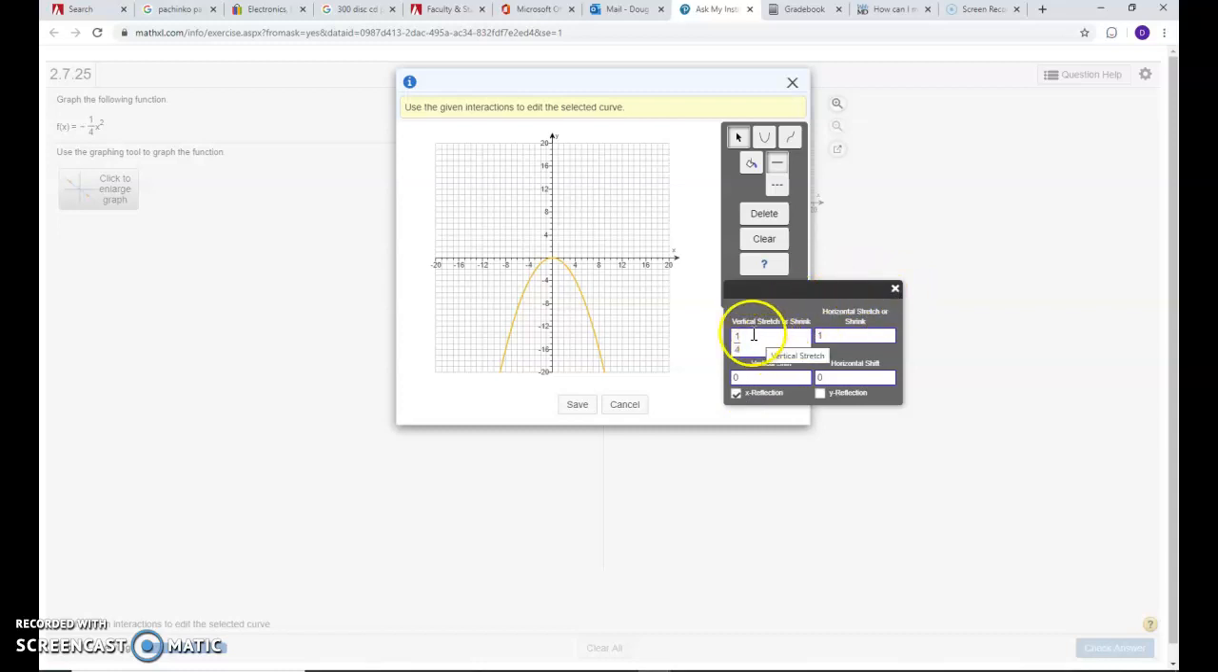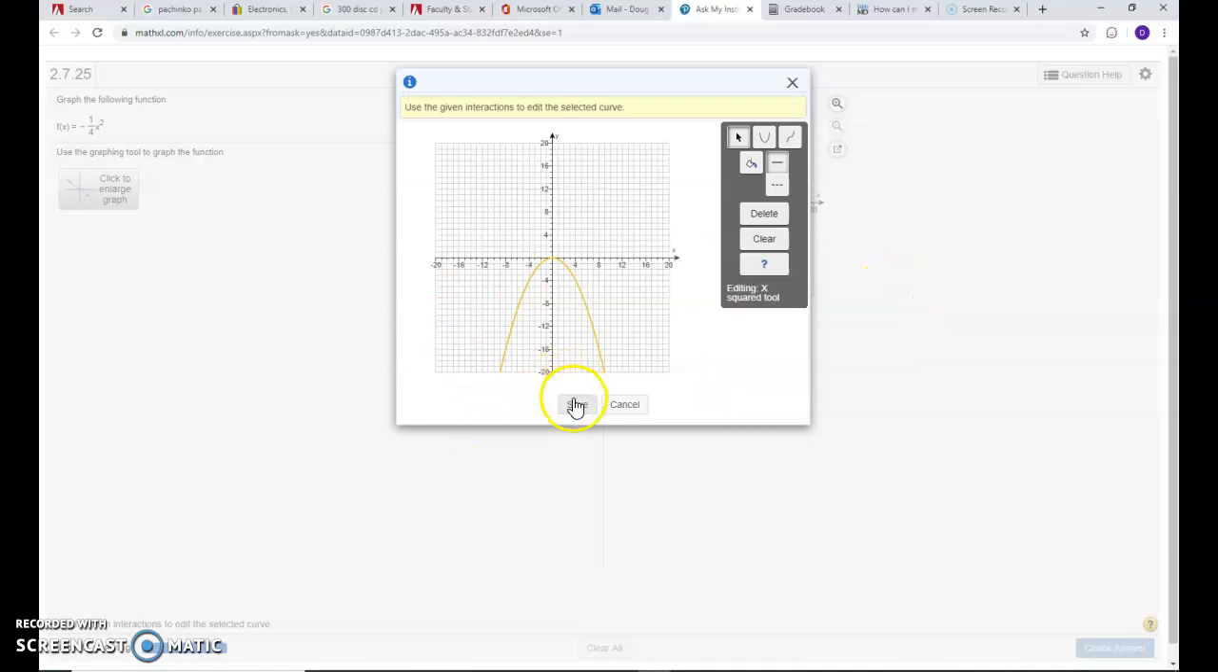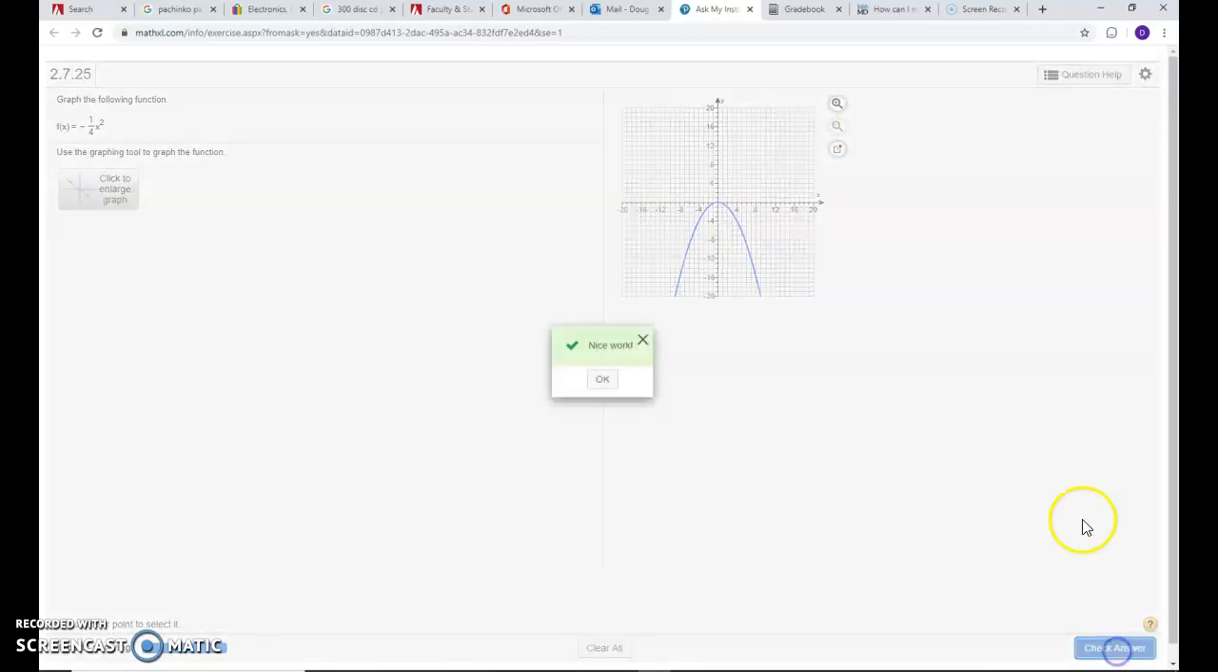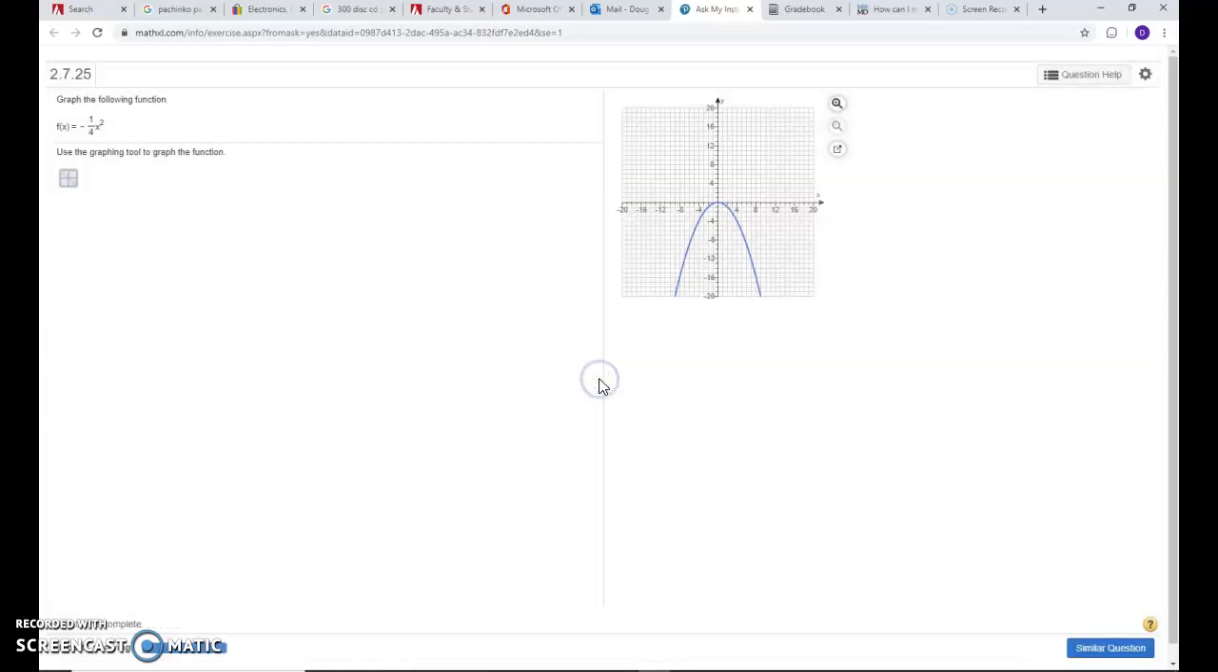So we've got a vertical shrink of 1/4, no vertical shift, no horizontal shift, no horizontal stretch or shrink. We did reflected across the x-axis. So there's our picture. Looks correct. We're going to save that, and then we can check our answer. And we did that question correctly.